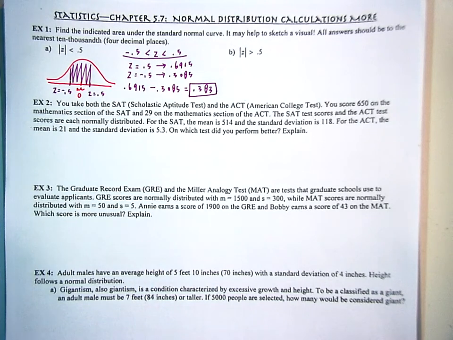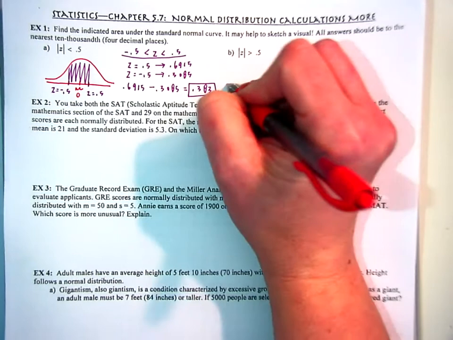Okay, my next one here, we see absolute value again. So absolute value of Z is greater than 0.5. So what is that saying in normal language? It's saying that the magnitude or the distance from the mean is more than 0.5 standard deviations. Okay, so let's make ourselves a visualization of that statement.